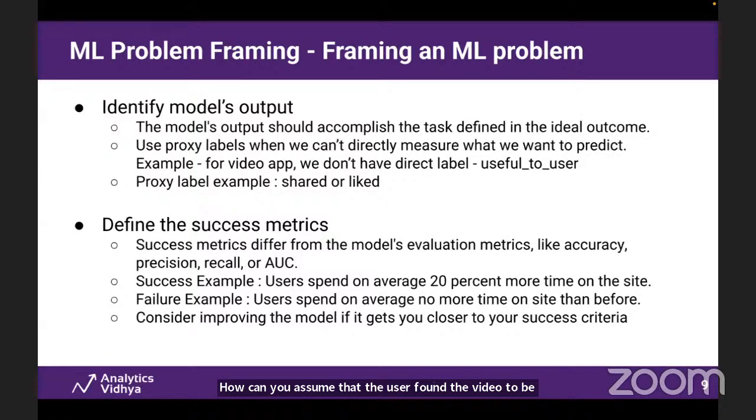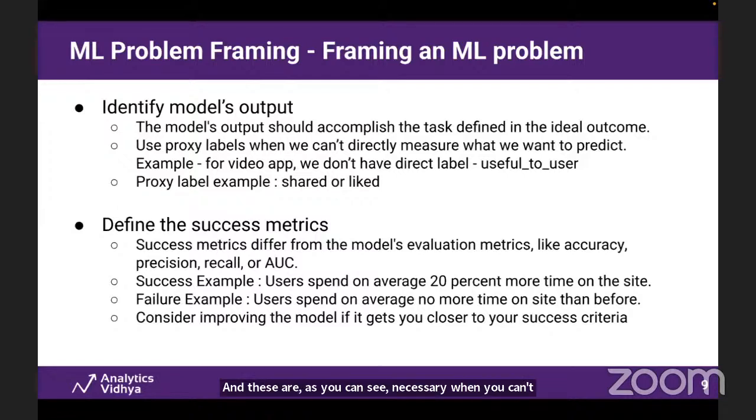So that's where a proxy label could be if the user shared it, if the user liked it, or it could be the time the user spent on that video. Did the user completely finish the video? So those are some of the proxy labels, which are basically the substitute for labels that are not even there in the data set. And these are, as you can see, necessary when you can't directly measure what we want to predict.